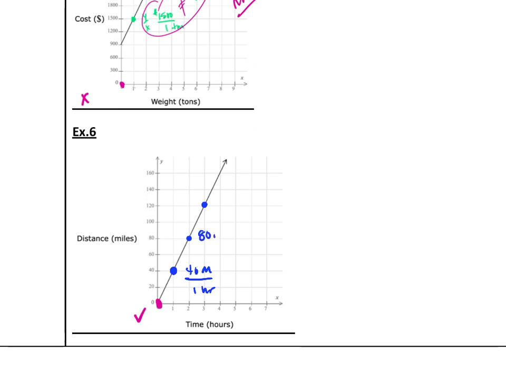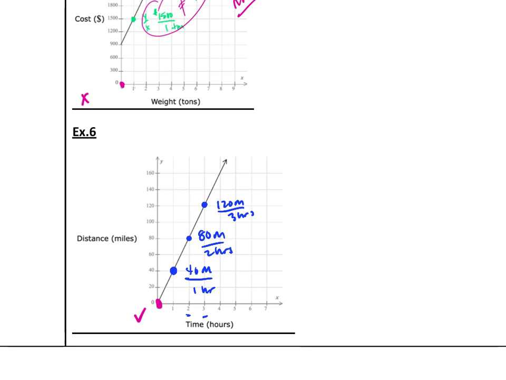This is 80 miles in 2 hours. This third point is 120 miles in 3 hours. Now, do they have the same unit rate?